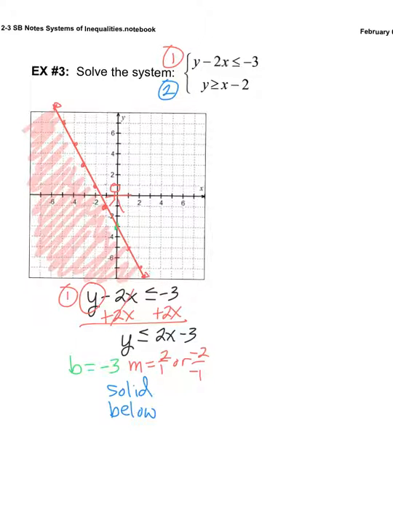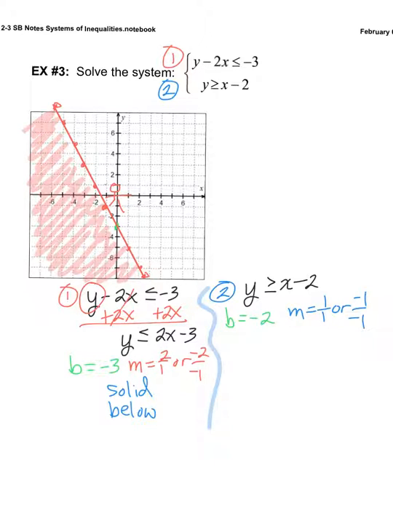Okay, next, equation 2. So this one, fortunately, is already solved for y. So your y-intercept is -2, and your slope is 1 over 1, or -1 over -1. So plot at -2.